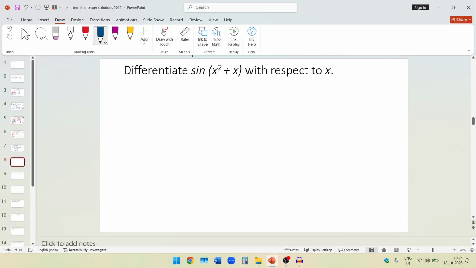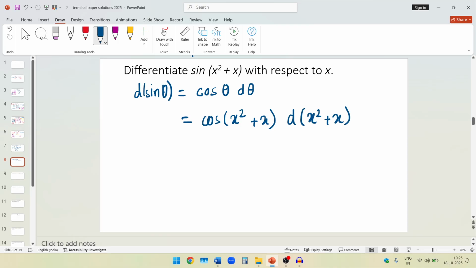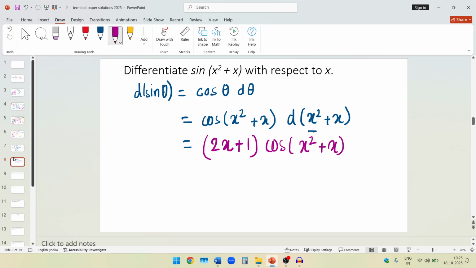Now we know the derivative of sine theta is cos theta d theta. That is the derivative of sine theta. Now theta in our case is x squared plus x. So derivative of sine x square plus x should be equal to cos x square plus x times derivative of x square plus x. The derivative of x square is 2x. The derivative of x is 1. So it is 2x plus 1 times cos x square plus x. Next question.